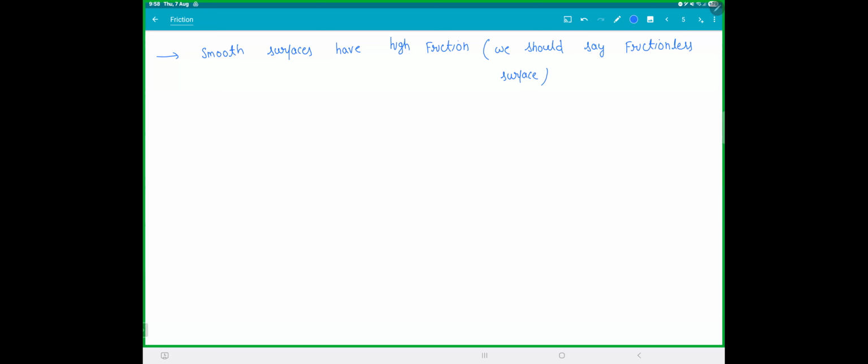So we know there is friction, and we know why it comes about in the first place, what is happening at the molecular level. Now coming to the main thing, like I said, there are two things we need to do: find the direction and find the magnitude. First, let's find the direction of friction.